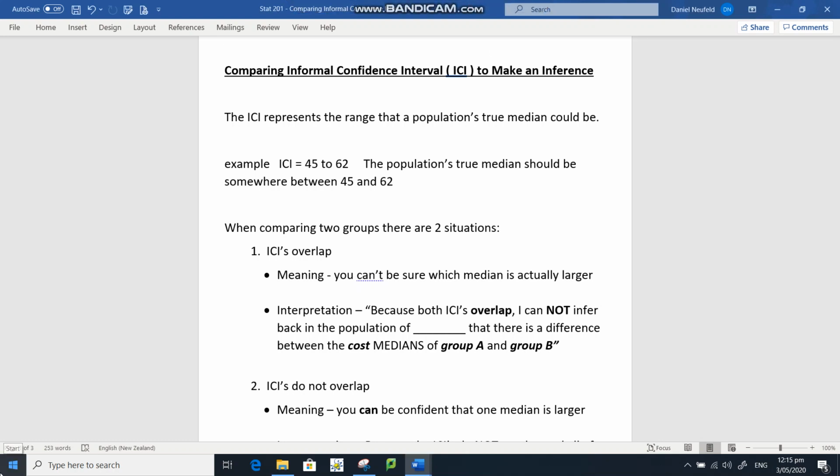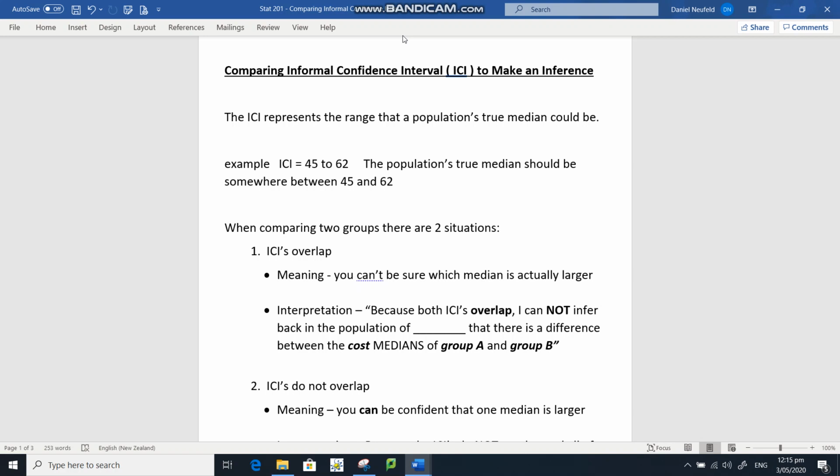Okay, howdy everybody. So for this video, we're going to go through the notes that we covered during our VC, and the topic is comparing the informal confidence interval to make an inference. Okay, now that's the whole goal, and that's the main thrust of your level 2 inference paper: can I actually say that one median is larger than the other?